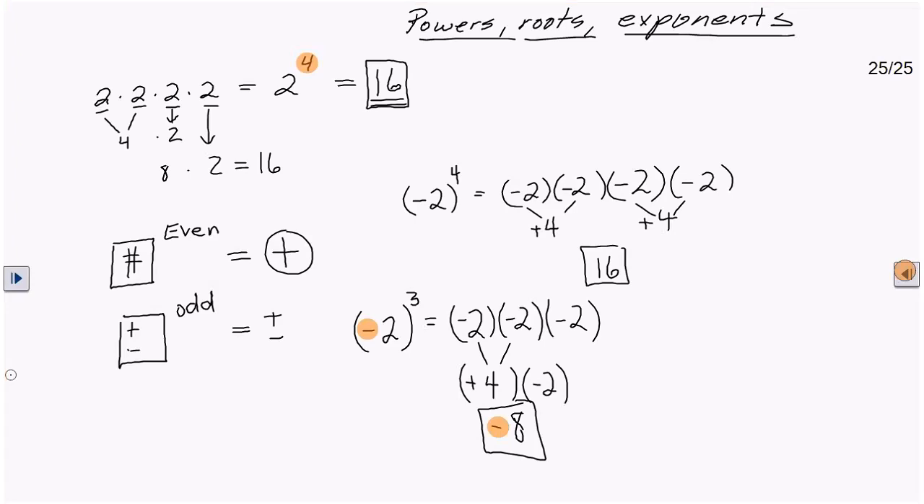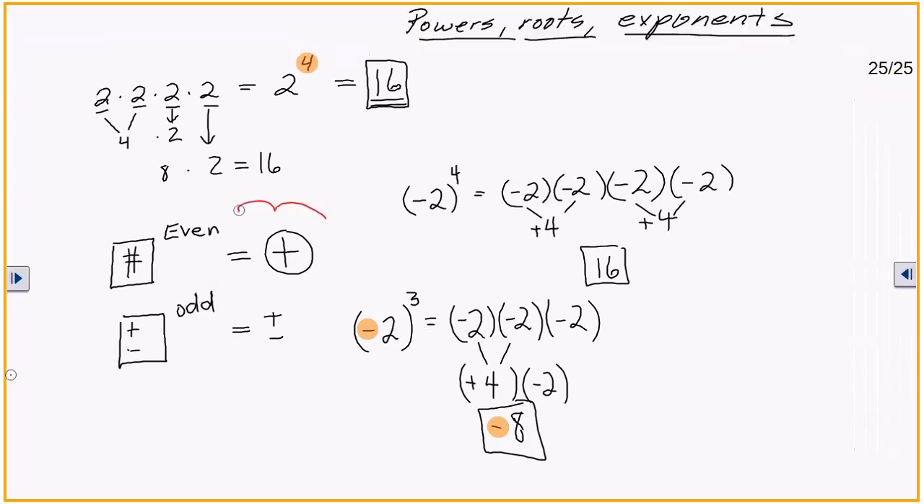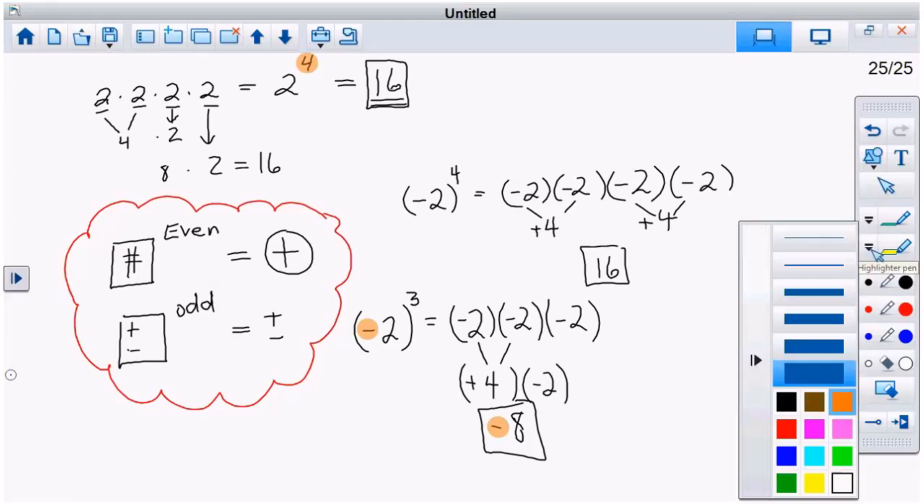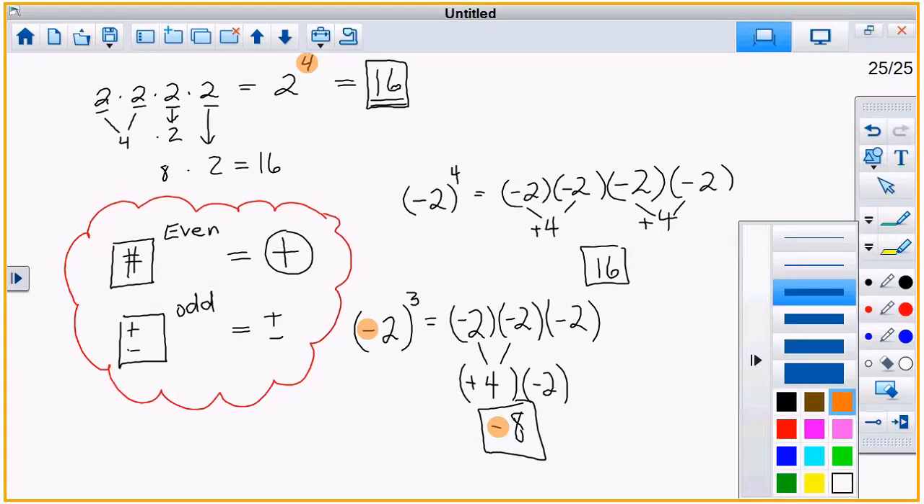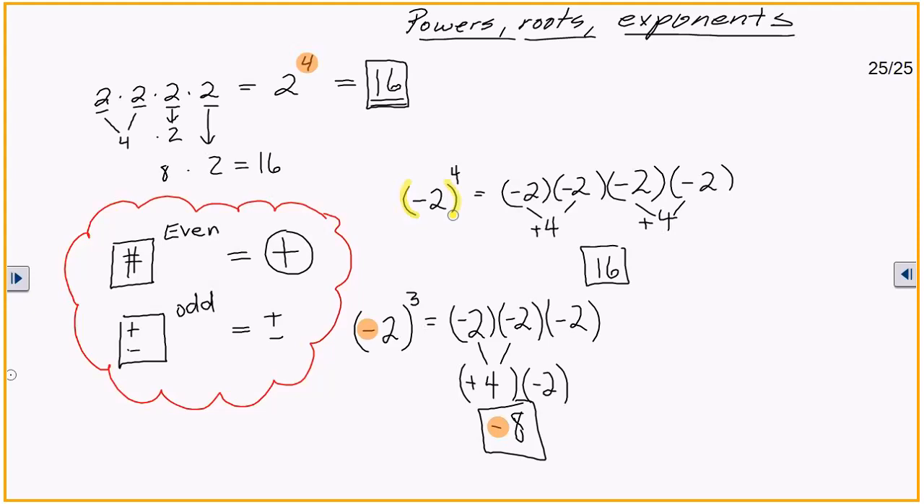So this is a couple of good rules to remember. I'll put them in red. And you need to remember those rules because you're going to see them again. Now, I also need to tell you one other thing. If you notice in these problems I just showed you, I'm going to take my highlighter and change it to yellow. These parentheses are around the sign.